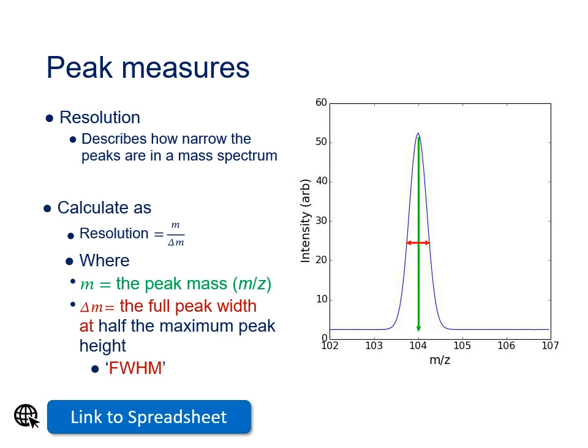Instead, we calculate the resolution as the mass of the peak divided by the peak width, where the width of the peak is measured at the level that is half the peak height. This is usually described as the full width half max. In this example, the peak has a mass of 104 and a full width half max of 0.5, so the resolution can be calculated as 208.